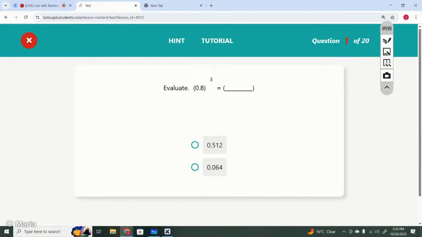0.8 exponent 3. So you have to do 0.8 times 0.8 times 0.8. That is 0.512.